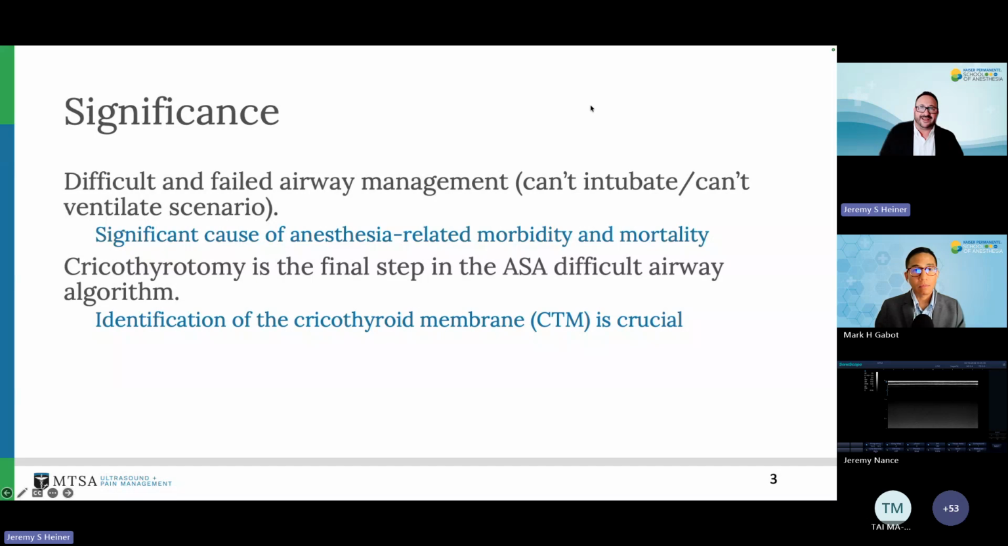In their updated guidelines, they're saying right after plan A, call for cricothyrotomy equipment. You don't necessarily have to use it, but at least that decision is being made early on.